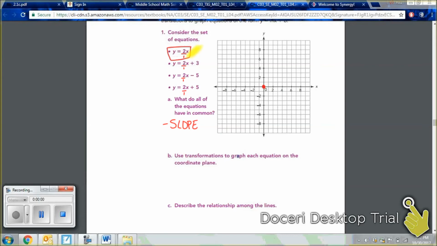Now our slope, remember, is y over x. So we have 2 over 1 in place of y over x. So we have 2 over 1 right here. So remember, the 2 tells us our rise, or our up and down. The 1 tells us our x, left and right. Okay? So I want you to go ahead and finish graphing that line.